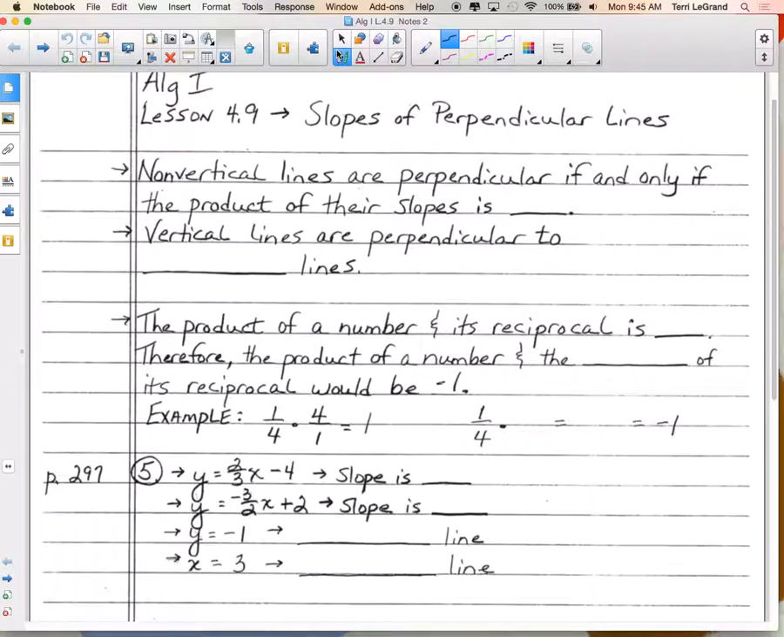So let's do it. The other part of lesson 4.9 is we're doing parallel lines. Give me a quick preview of what you know about parallel lines and their equations. They have the same slope. Parallel lines have to have the same slope. Okay? What else do we know? Is that the only important thing, Josh? They have to have a different y-intercept. Okay, is there anything else?